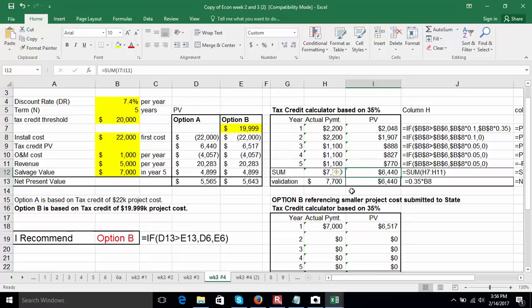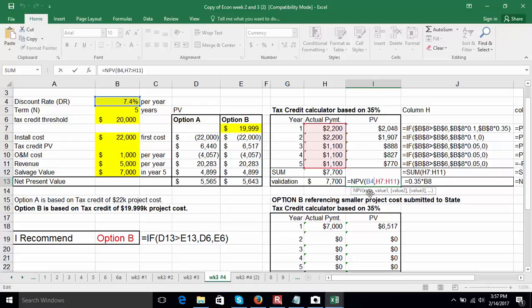Okay, so here's the sum of those. And then all I did is the validation. There's your 0.35 times B8, 35% times B8. And that's the net present value. So there's the rate before, and then all of the PV values, the net present value.